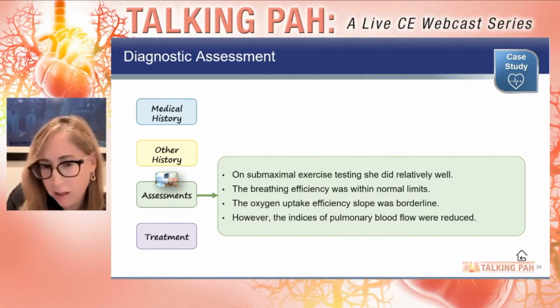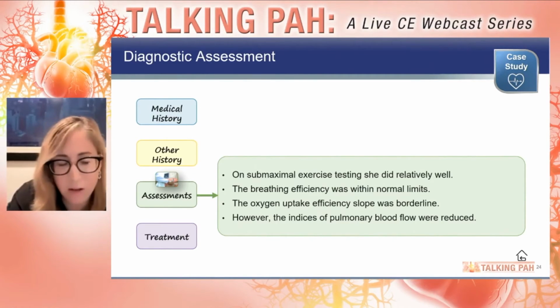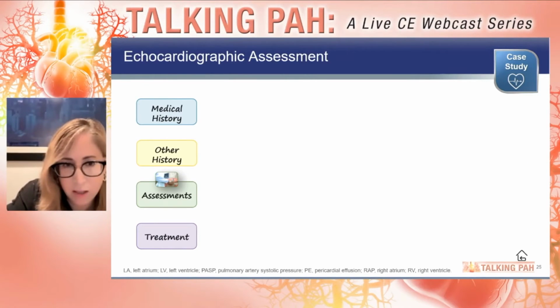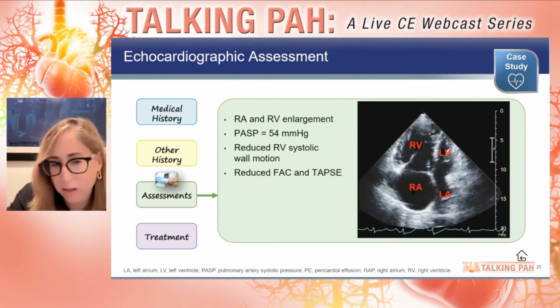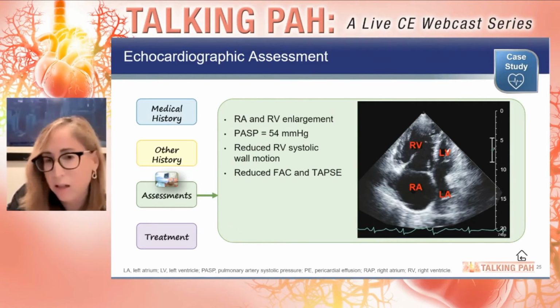But the indices of the pulmonary blood flow were reduced. So there clearly was vasculopathy with this. And her echo, which, as the cardiologist, it's not subtle. You can see the right ventricle is extremely dilated, although it's not moving. You can see that the LV is underfilled. And I can tell you that it's normal function because if it wasn't, then the patient would not be able to walk around. The right atrial size is markedly enlarged. And again, you have underfilling of the left atrium.